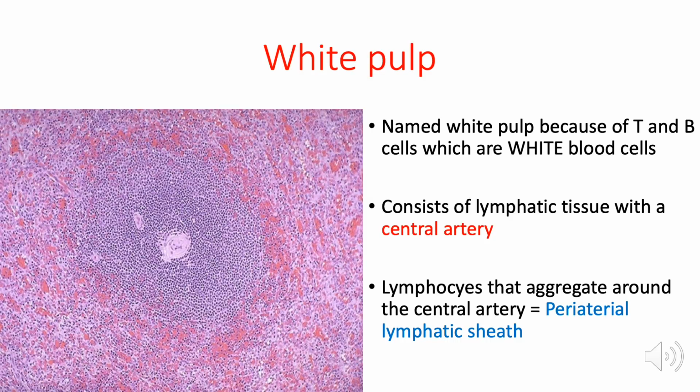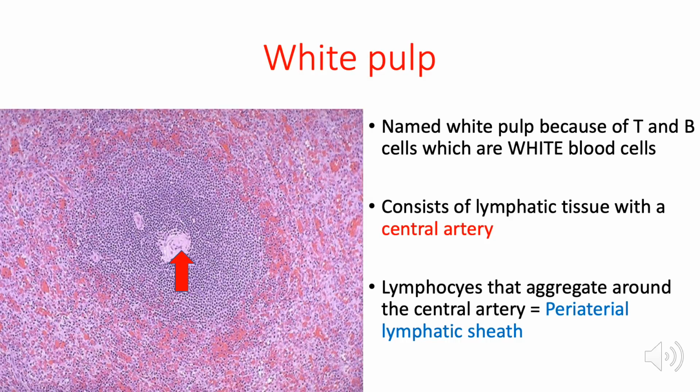The answer is the presence of the artery. Can you appreciate the artery in the lymphatic nodule? That is a central artery, and that is only present in the lymphatic nodule or white pulp of the spleen. Take note, even if it is eccentrically located in the white pulps of the spleen, it's still referred to as the central artery. So that's your giveaway clue. The presence of a central artery will identify the lymphatic nodule as white pulp, and therefore you're looking at a spleen.